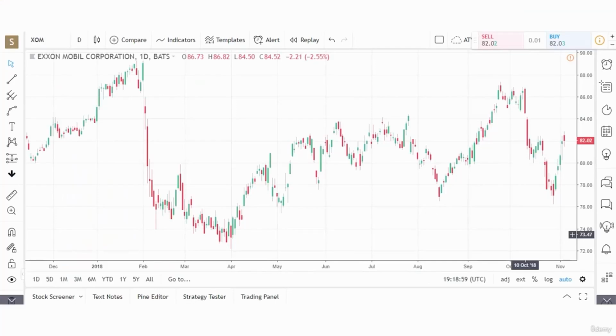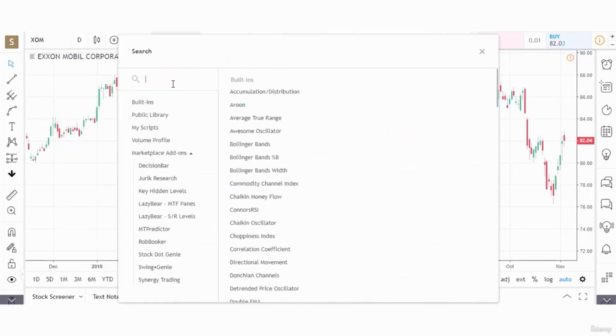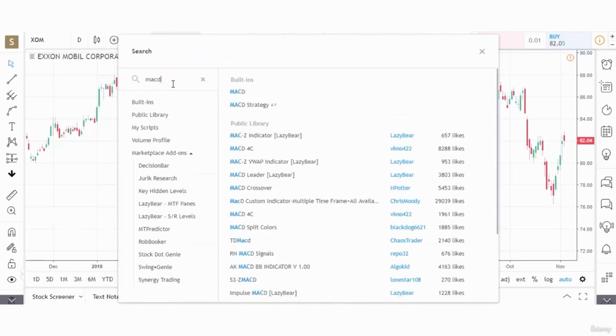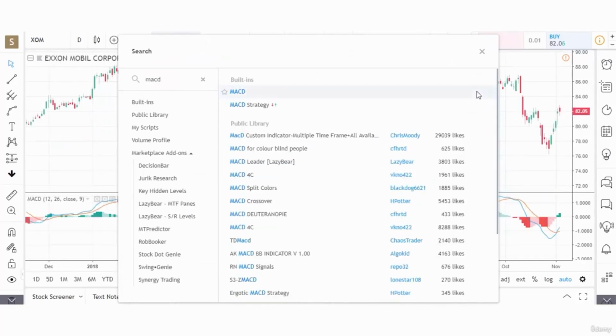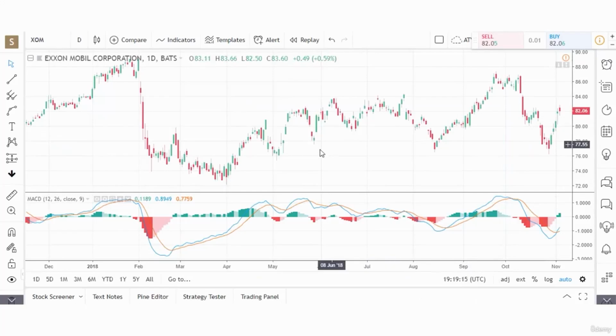Let's use a chart of ExxonMobil, XOM, on a daily basis to look at the MACD. So we're going to click on Indicators, type in MACD, click the MACD, close this box, and then we have the MACD at the bottom of the screen. The center line is the 0 line for the MACD, and the blue line is the MACD line, and the red line is our 9-period EMA.